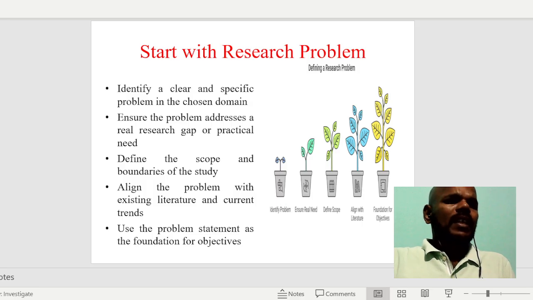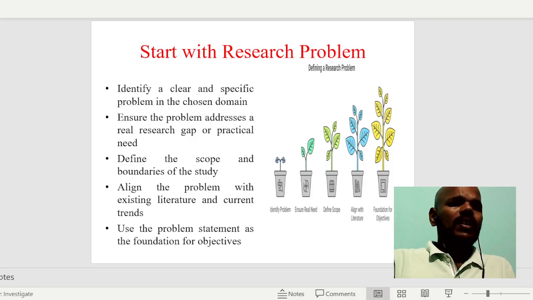Third one, start with a research problem. It will identify a clear, specific problem in the chosen domain. One more thing here: if you choose a research problem, you must start within your domain. You should not deviate from your domain. Whatever research you are going to start, you must stick to your research domain. You should not go to another domain. So that is point number 1.